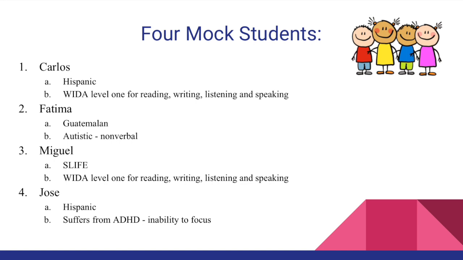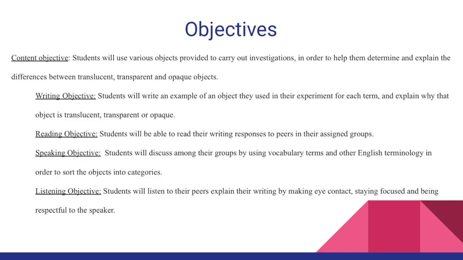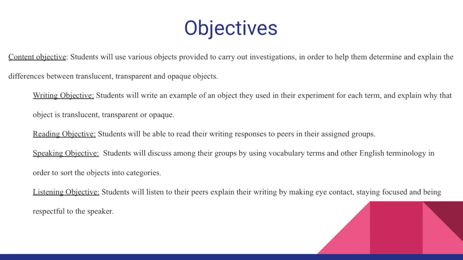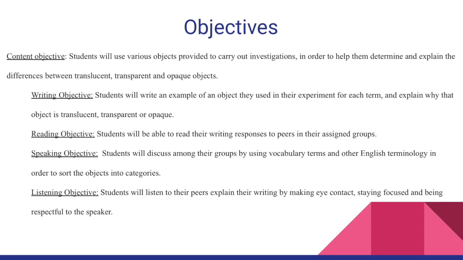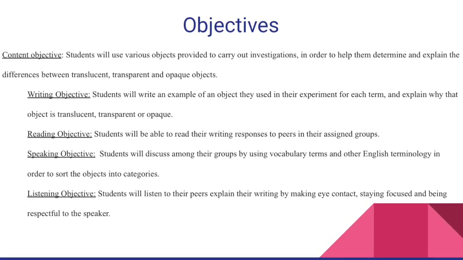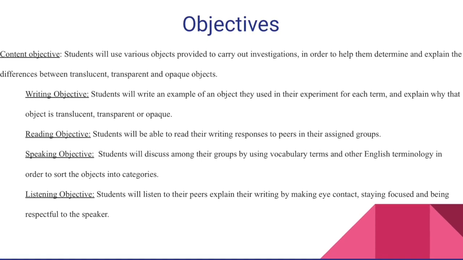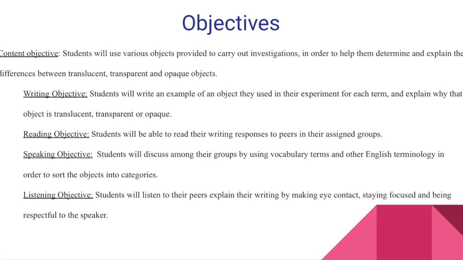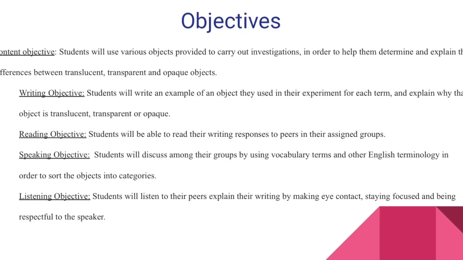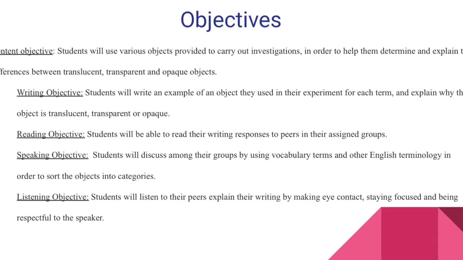To begin, my content objective is students will use various objects provided to carry out investigations in order to help them determine and explain the differences between translucent, transparent, and opaque. My writing objective is students will write an example of an object they used in their experiment for each term and explain why that object is translucent, transparent, and opaque. My reading objective is students will be able to read their writing responses to peers in their assigned groups.